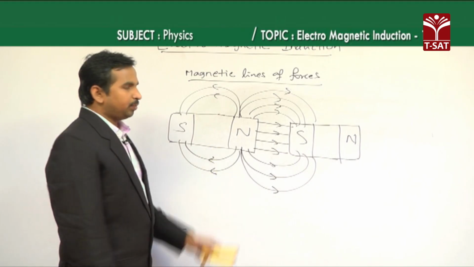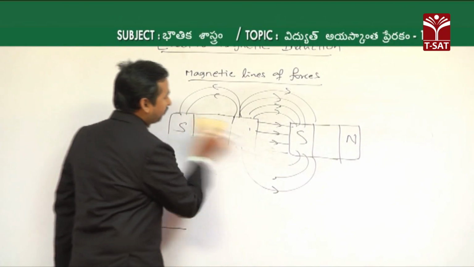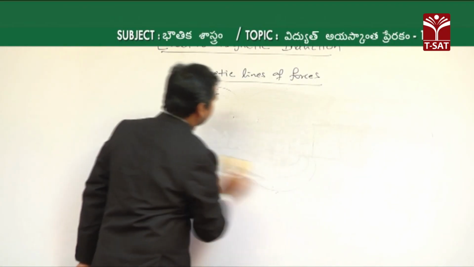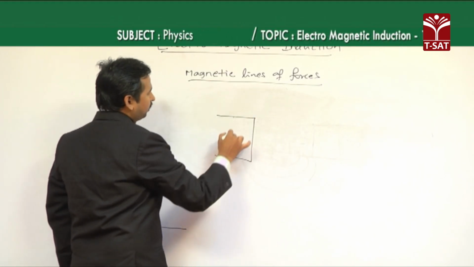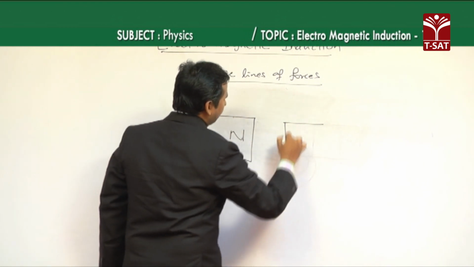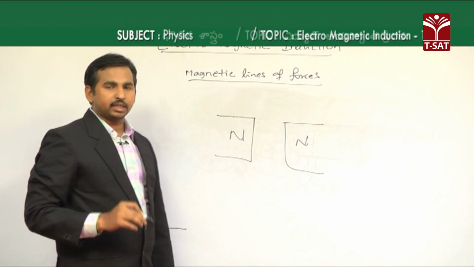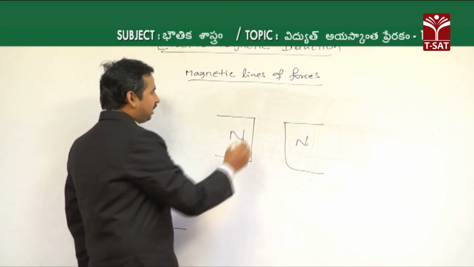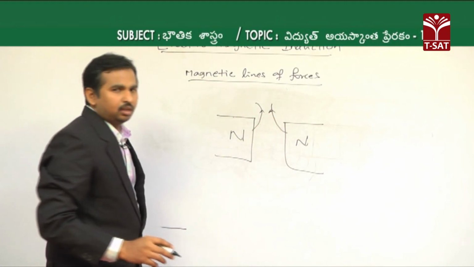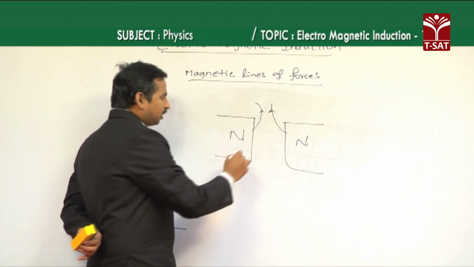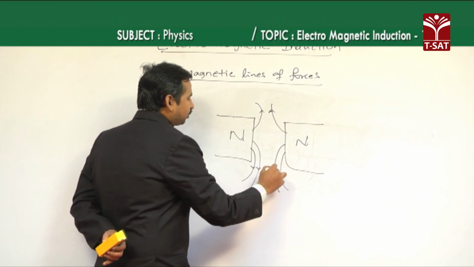But if you bring two like poles closer to each other, a north pole towards another north pole of a magnet, how do we get the magnetic lines of force? Now we are bringing another north pole towards the north pole. The magnetic lines start from the north pole on both sides, and each magnetic line of force behaves like a separate north pole. That is why north poles repel each other and move away from each other. Like this we get the magnetic lines of force.